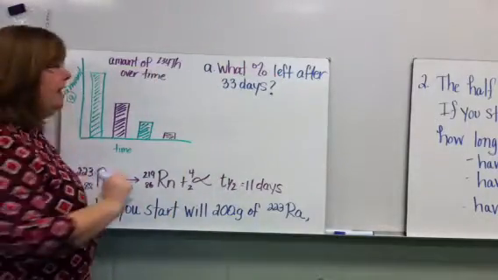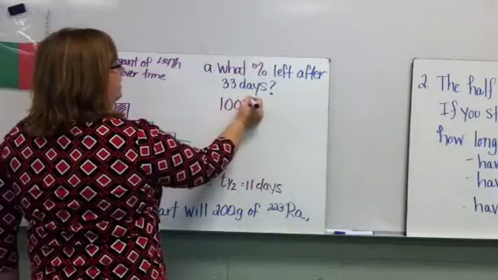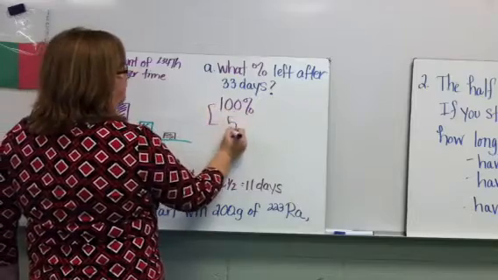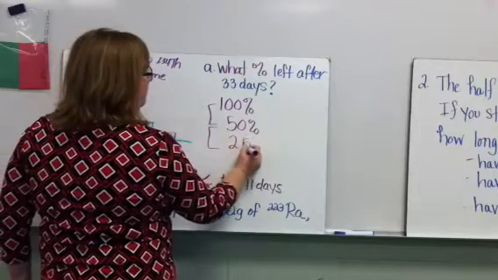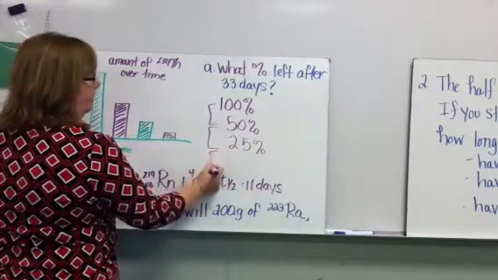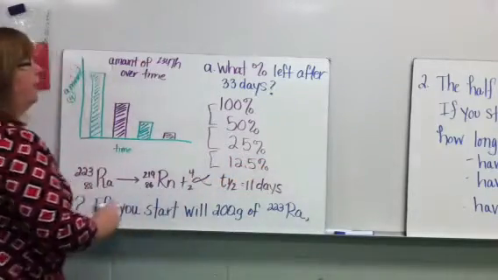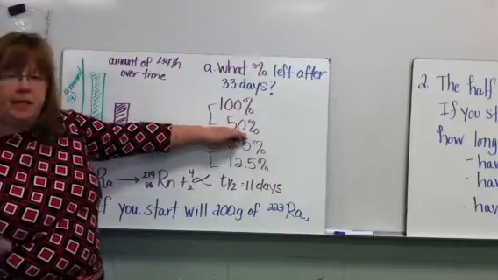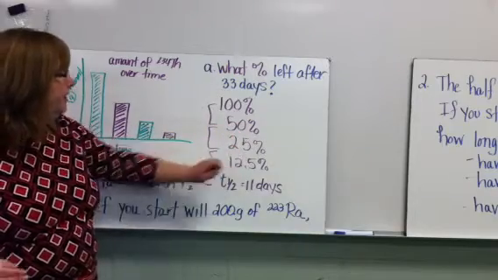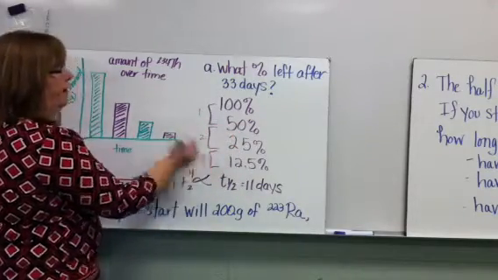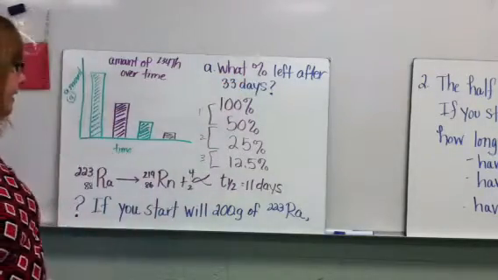Okay, so it is still 3 half-lives. 33 days is 3 half-lives. We would have started with 100%. 1 half-life would be 50%. 2 half-lives would be 25%, and 3 half-lives would then be 12.5%. So again, make sure that you're decreasing your percentages in half each half-life. So 50, then 25, and then 12.5. So that is 3 half-lives. The answer would be 12.5% would be left after 33 days.